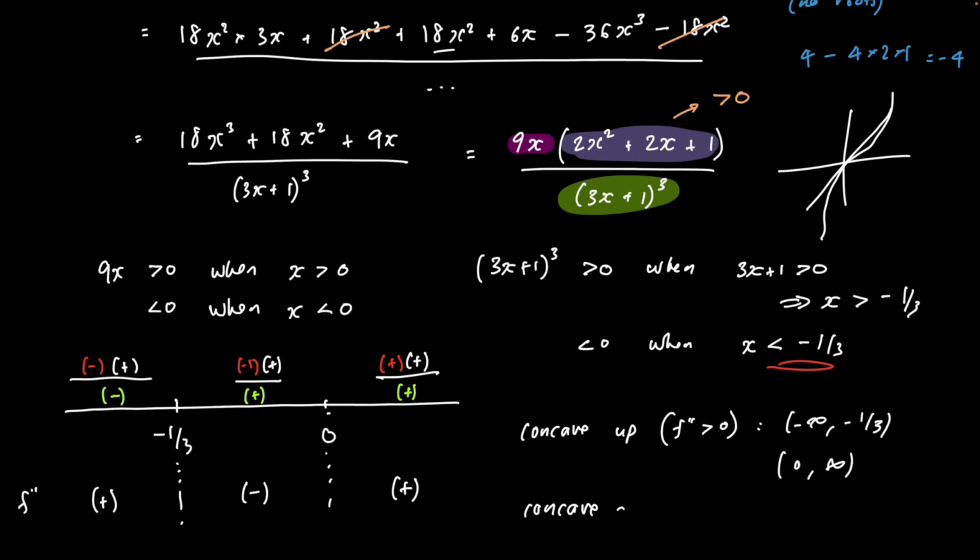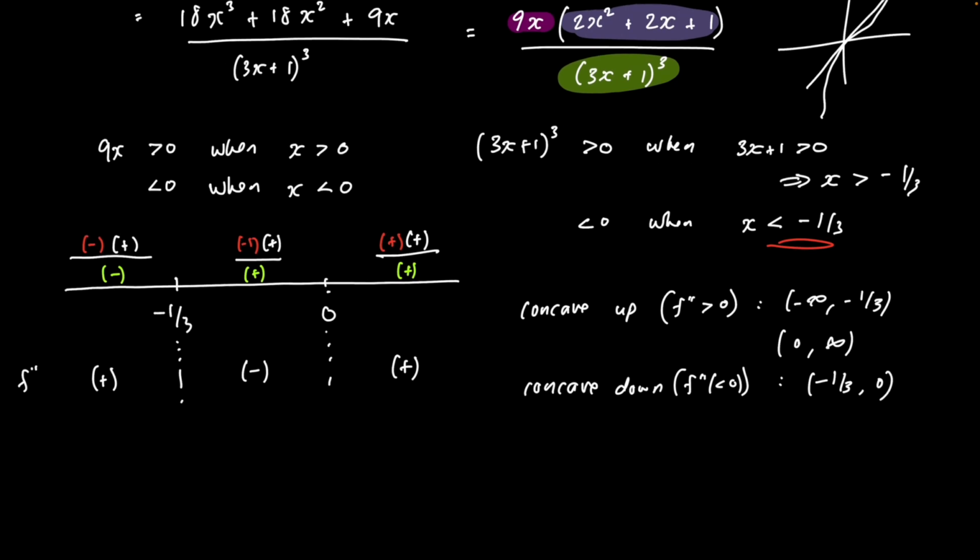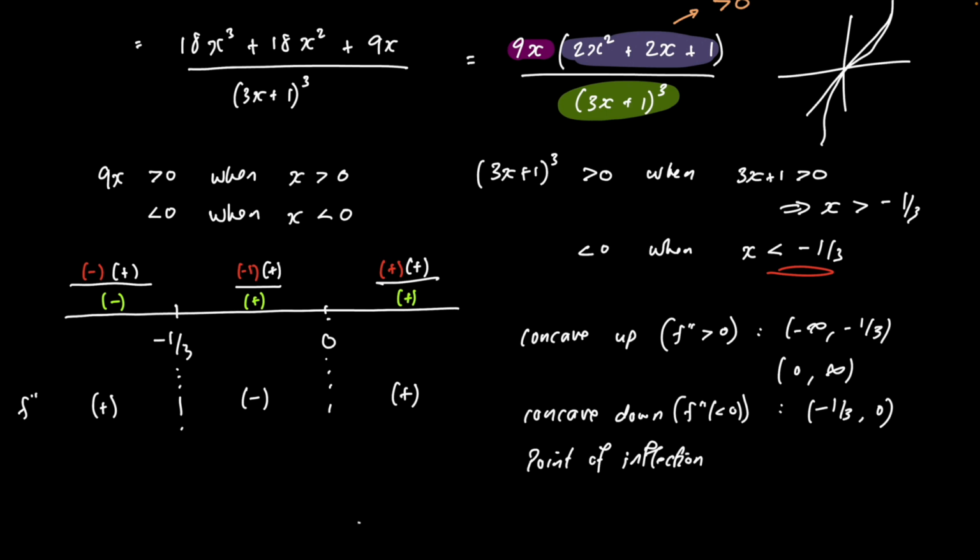Concave down, which means our second derivative is negative. That's in between negative a third and 0. And then point of inflection, that's when it changes concavity from positive to negative. Now, the asymptote doesn't count because the function isn't continuous through there. So the only point of inflection is when we transition from this negative curvature to this positive one. So at x equals 0.